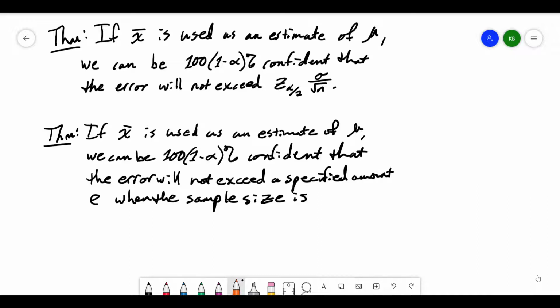So we have two theorems, and more or less what these are doing is giving you kind of a little bit more of an interpretation of the confidence interval.